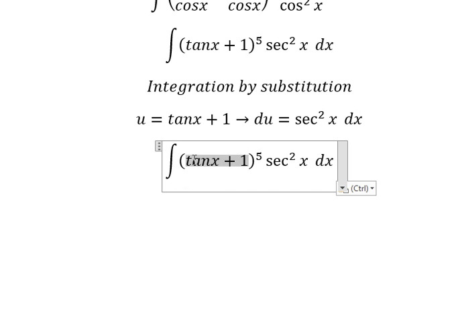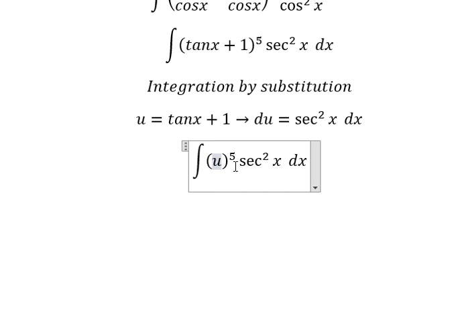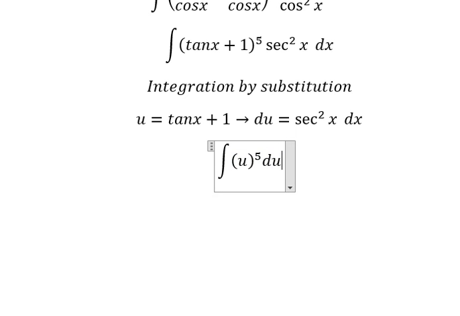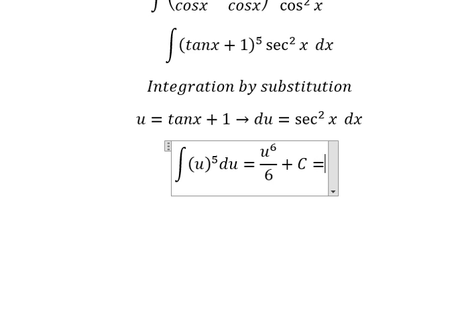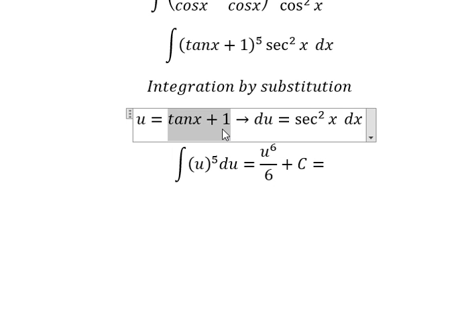This one that is about u. This one that is about du. And now we have the final answer, about u, that is tan x plus number 1.